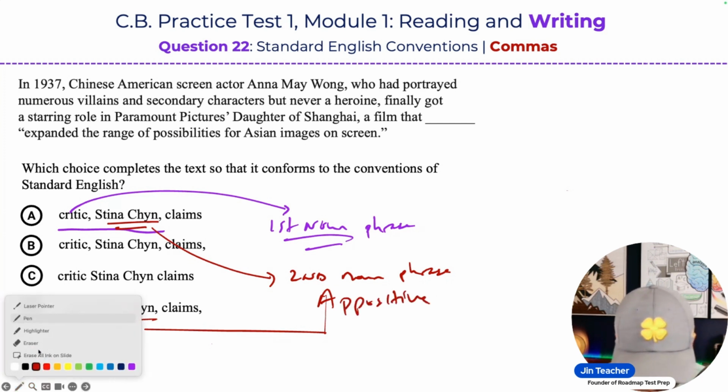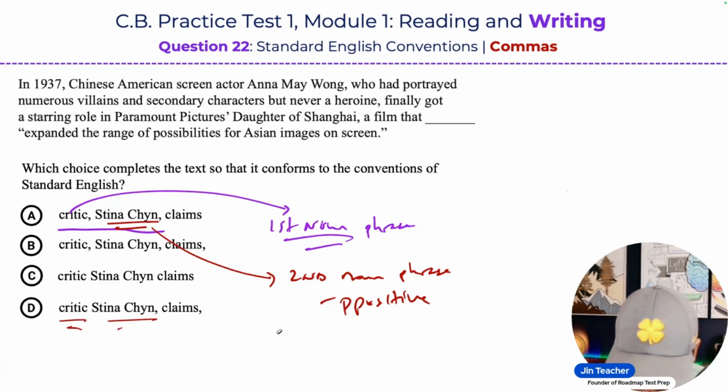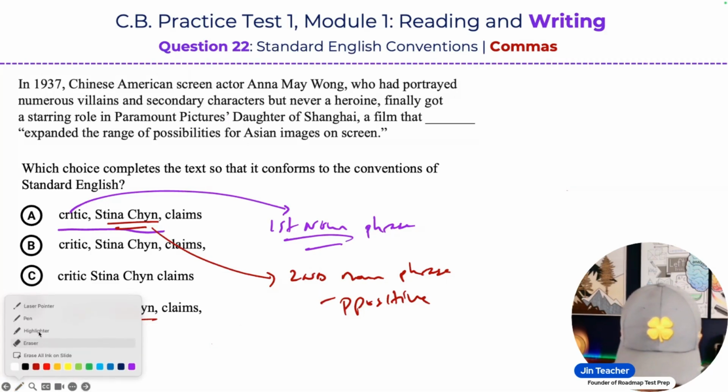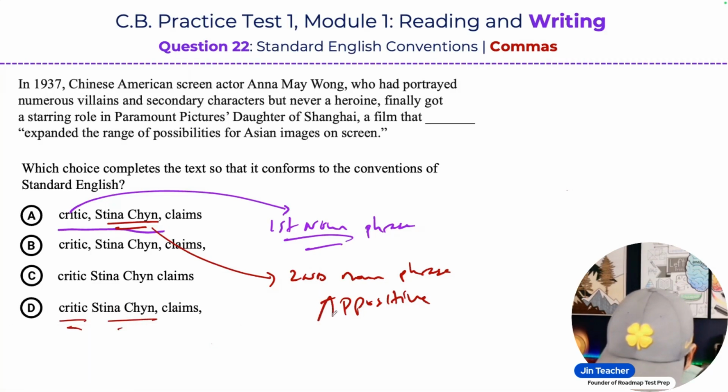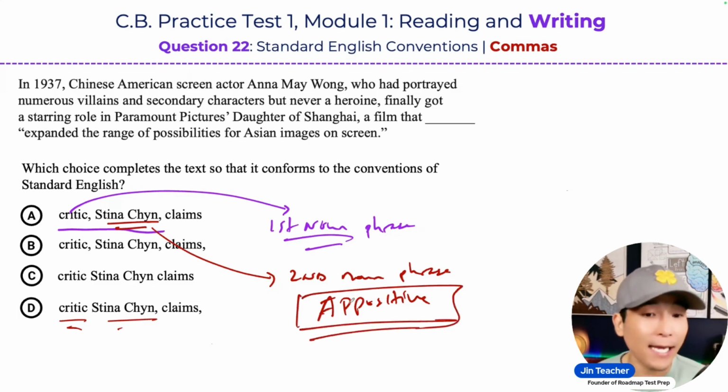An appositive, you guys, is the second of two noun phrases when they're placed back to back like this. Okay, so Stina Chine is known as the appositive in grammar. Now, what is the job of the appositive? The job of the appositive is to clarify the first noun.